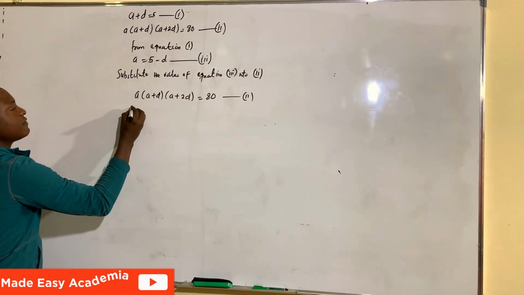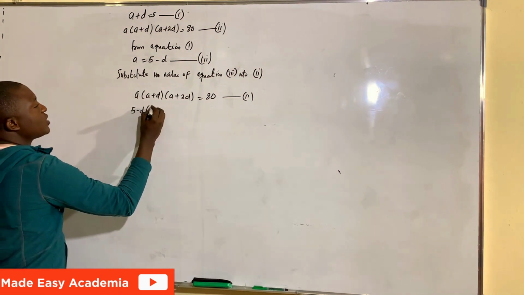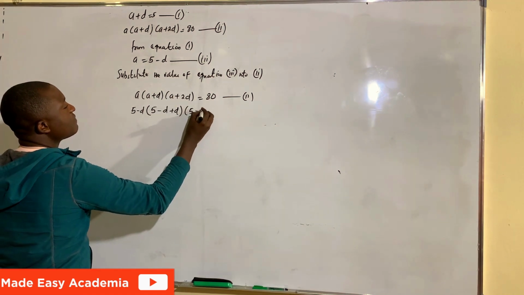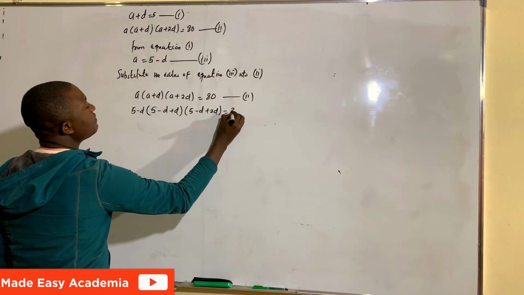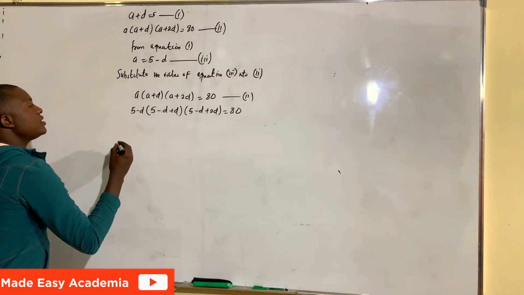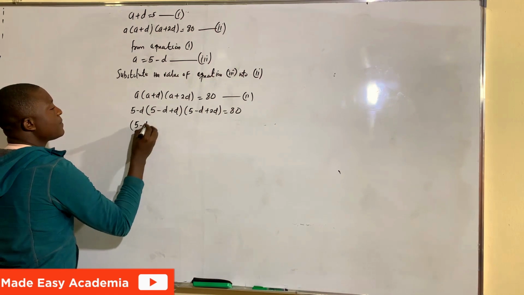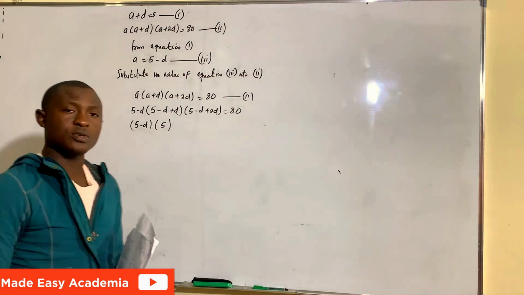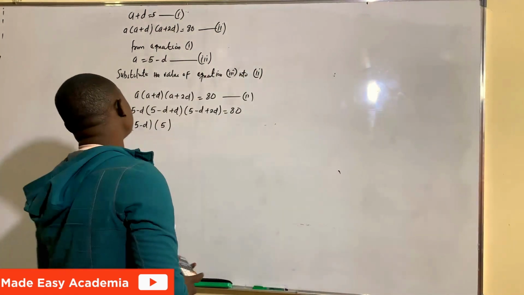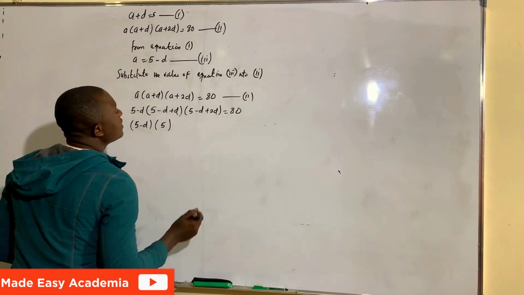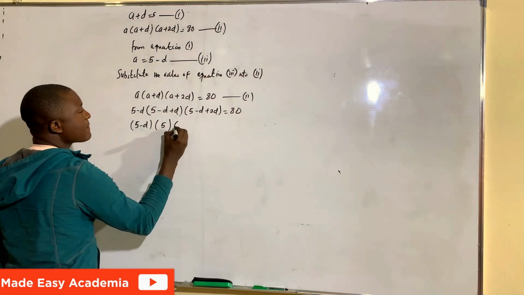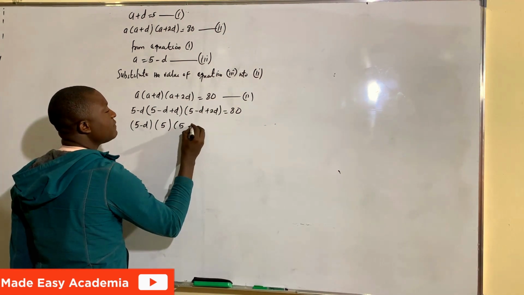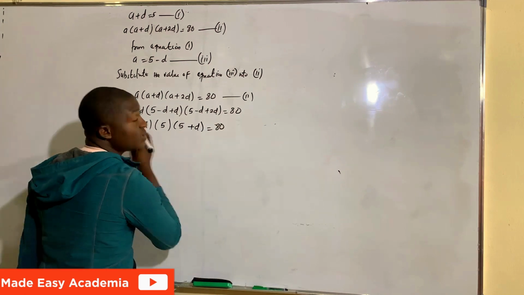So now I can have 5 minus D. The second one too, I can have 5 minus D plus D. Here too, I can have 5 minus D plus 2D. Everything is equal to 80. So now here we have 5 minus D. Here I have 5 minus D plus D, that is going to be 5. Now, as well, this one becomes 5 minus D plus 2D, which is 5 plus D, equal to 80, right?